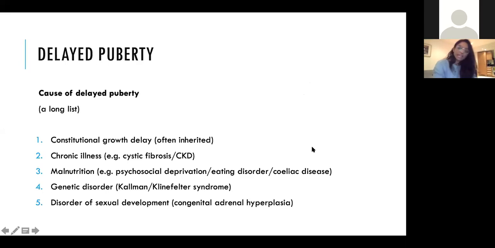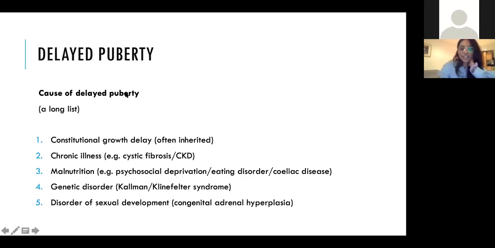So constitutional growth delay is the most common cause, and they are often called late bloomers because they have delayed puberty compared to their peers, and they may have a delayed pubertal growth spurt as well. It's not because their parents are short, but because the mother or father had delayed puberty themselves. So that is essentially the difference. Whereas in familial short stature, the parents are short. I hope that makes sense.